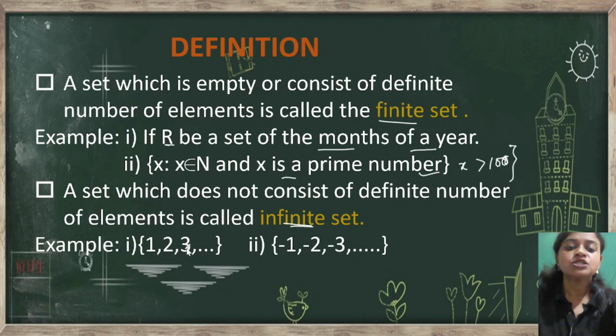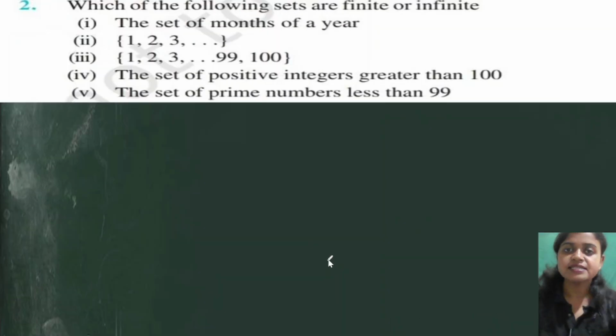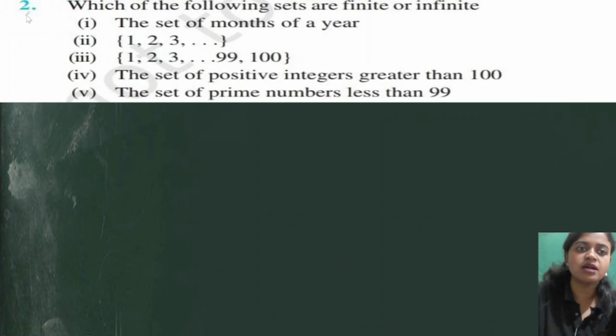Clear? For example, 1, 2, 3, these are natural numbers starting from 1, so it can be infinite. There is no limit, that's why. And -1, -2, -3, negative integers, there is also no limit, that's why it can be an infinite set. Now we'll discuss some maths which belongs to Exercise 1.2, and this is question number 2.